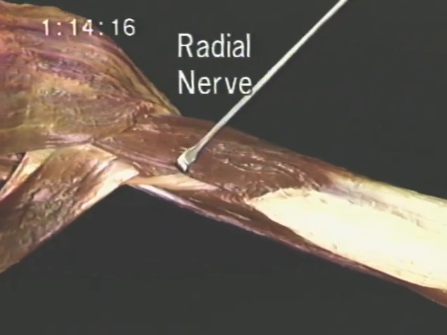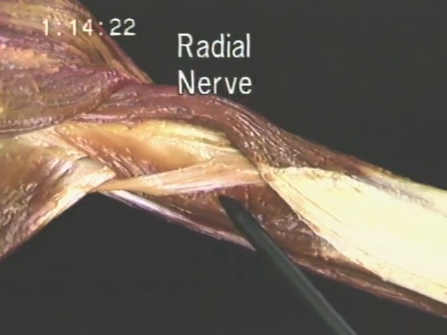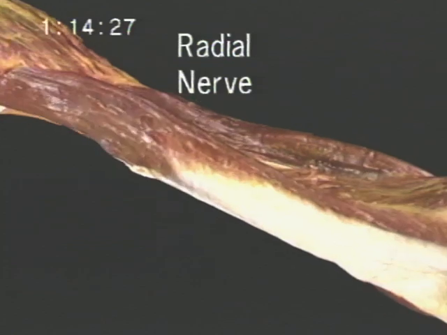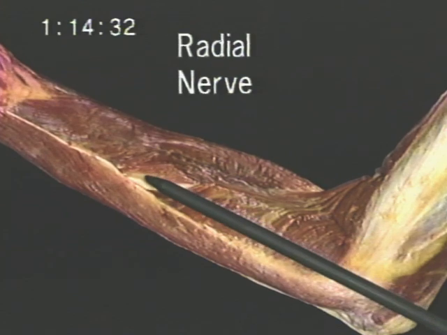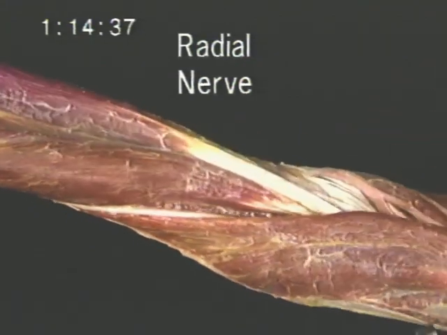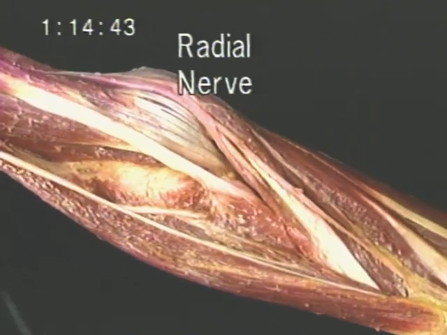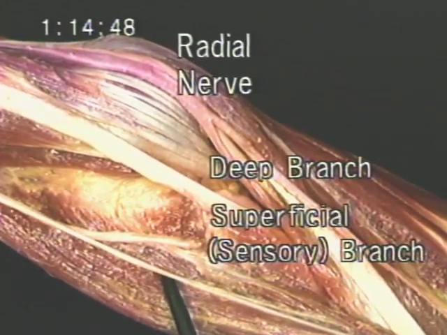As the radial nerve passes round the humerus, it lies right on the bone. It runs between the medial and lateral heads of triceps, then runs beneath the lateral head to emerge here, still right on the bone, just above brachioradialis. Under cover of brachioradialis, it reaches the lateral epicondyle, where it divides into a deep or motor branch and a superficial or sensory branch. That's as far as we'll follow the radial nerve for now.